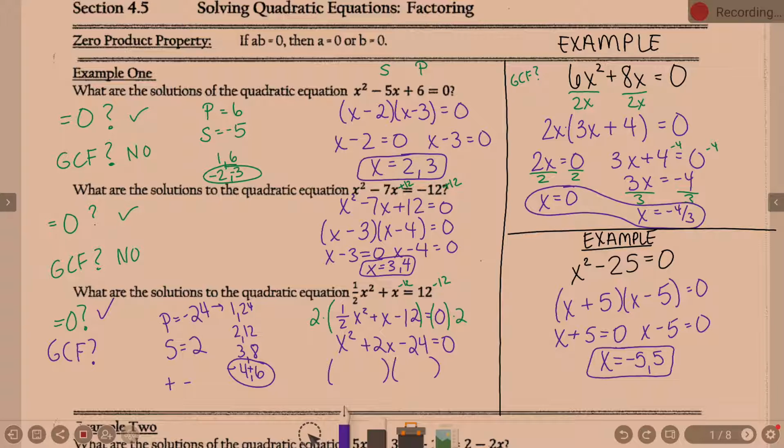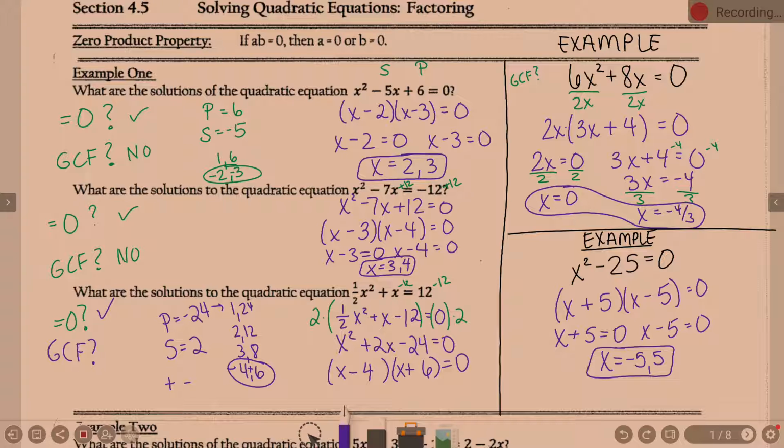This is where we get to set up 2 parentheses, right? X squared breaks down into x times x. The numbers we came up with were -4 and 6. On the quiz, you were done because you just had to factor, right? But this we're solving.